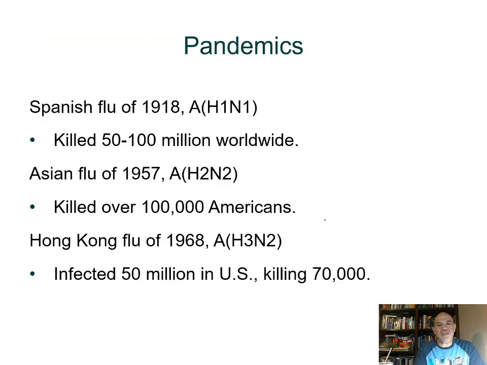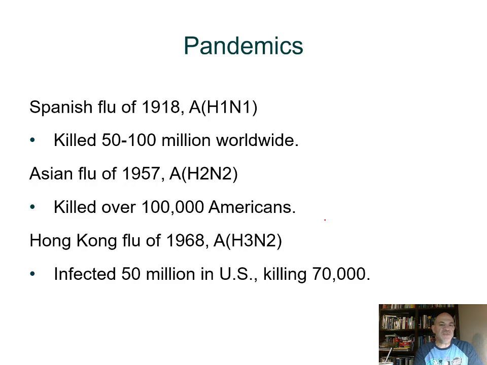So this has definitely been the case for your pandemics of influenza. In 1918, they called it the Spanish flu, and it's a type A, and the antigens in that combination are H1N1. Like I said, it killed tens of millions of people worldwide.